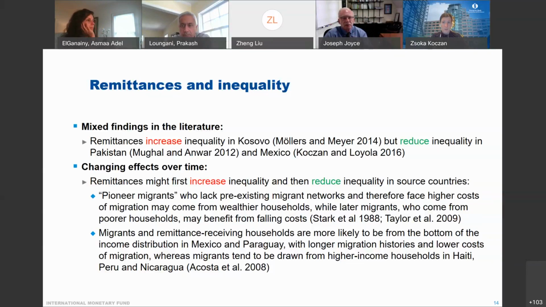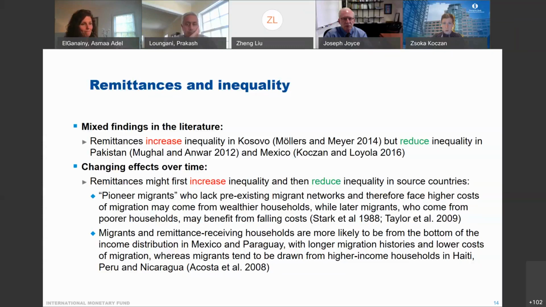However, as migration has a longer history, migration opportunities become more widespread. Almost everyone knows someone who has migrated. We would expect migrants to also be able to come from poorer households. So here we would expect remittances to be able to lower inequality. And some papers have indeed documented these patterns in a cross-country framework, where migrants tend to come from poorer households in countries with longer migration histories and hence lower fixed costs of migration, than in countries where migration is still prohibitively expensive for some parts of the income distribution.